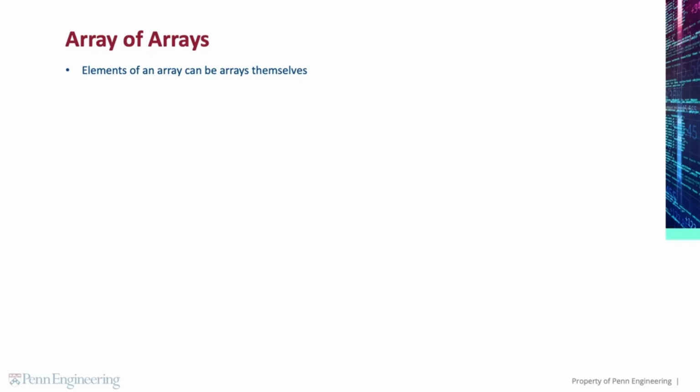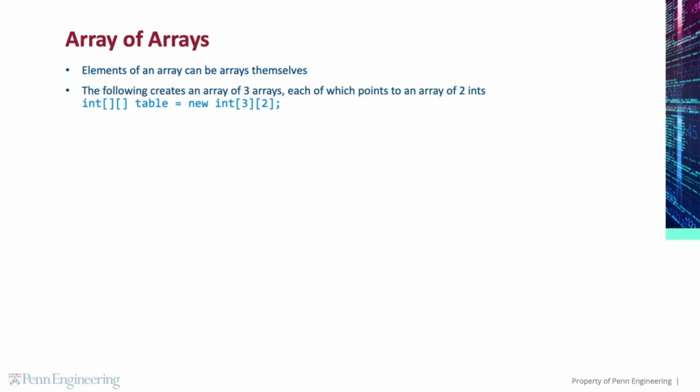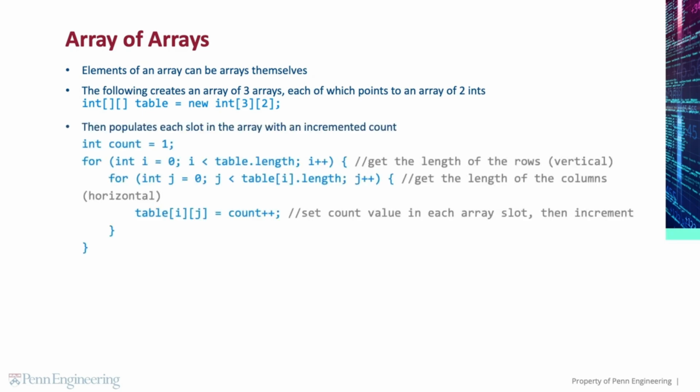Elements of an array can be arrays themselves. The following creates an array of 3 arrays, each of which points to an array of 2 ints. Then it populates each slot in the array with an incremented count. The first for loop iterates over the rows in the array. The nested for loop iterates over the columns in each row and sets each slot to an incremented number.